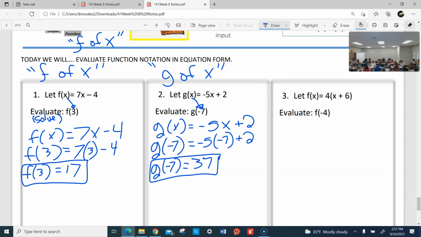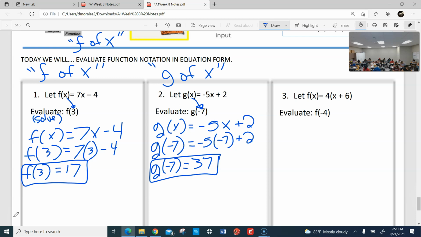Is there anything that you're just not grasping yet, other than the weird pronouncing of those names like f of x and g of x? All right, if you think you know what's going on, by all means, start number 3. I have a feeling most of you can run with this. Some people even finish the whole paper in 2 minutes. So if you feel you know it that strong, go ahead. I'll keep explaining. Number 3 reads: let f of x equal 4 times x plus 6 in parentheses. Evaluate f of negative 4.